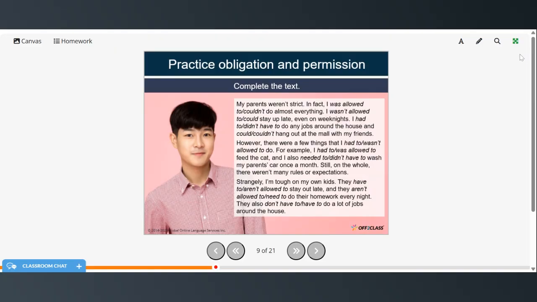Alright, again, we're going to read some text about obligation and permission. You can pause the video and try this on your own. You're going to choose the correct form of the verb throughout this text. So you can pause the video, try this on your own, and then restart when you're ready to check your answers.